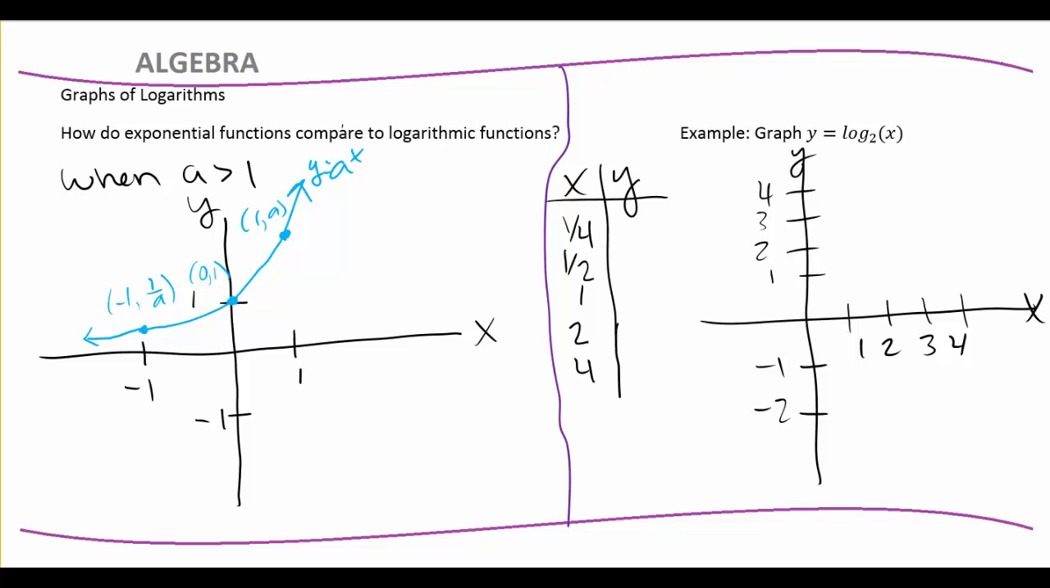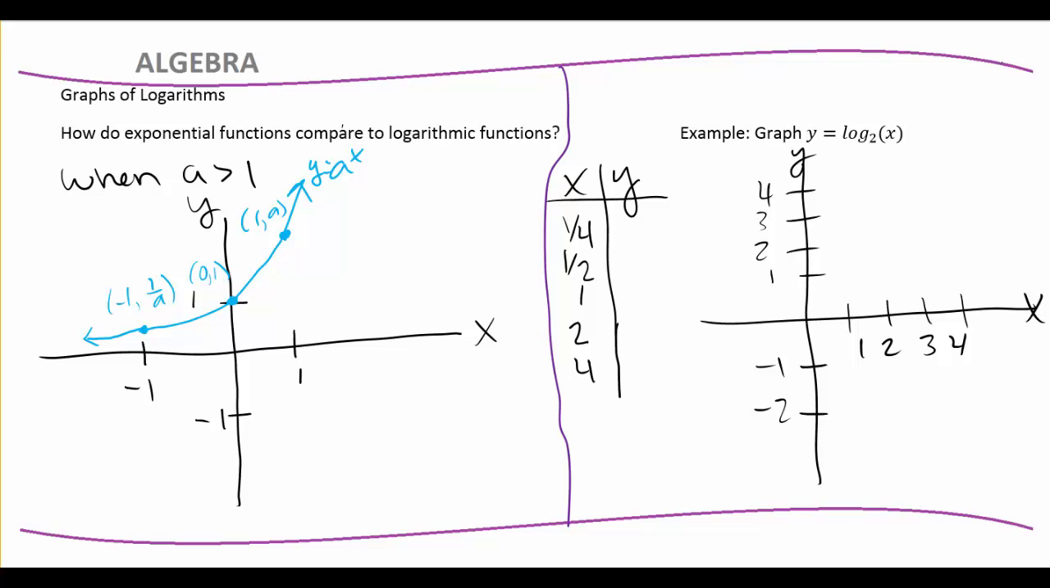Today we're going to talk about graphs of logarithms. How do exponential functions compare to logarithmic functions? In the logarithm video before, I mentioned that exponential functions have inverse functions, which are logarithmic functions. Since exponential functions and logarithmic functions are inverses of each other, the graph of the logarithmic function is the reflection about the line y equals x of the graph of the exponential function.